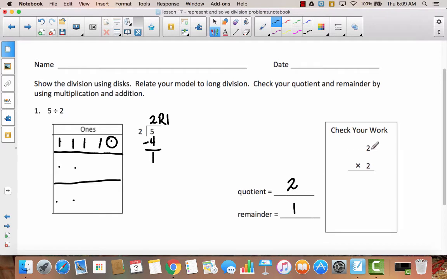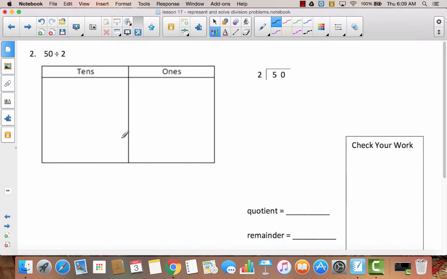So I take my quotient, and I multiply it by my divisor. I was dividing by 2, so I multiply by 2. So 2 times 2 is 4, and then I'm going to add my remainder, and I get the answer of 5. And this is the whole that I began with, so my answer must be correct. All right, so let's take a look at 2.